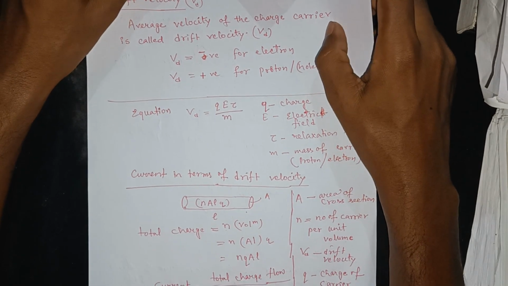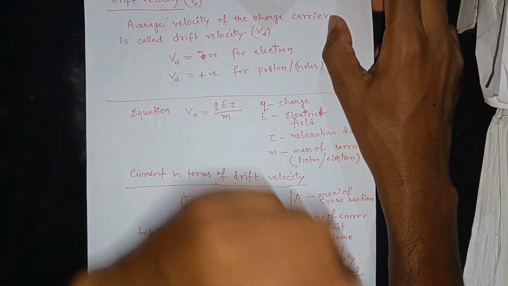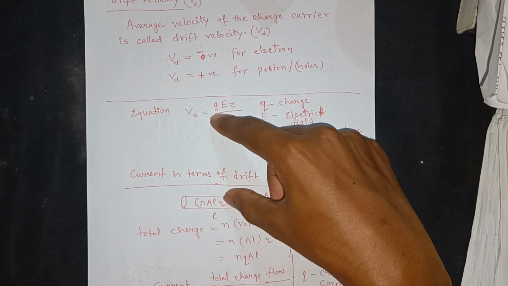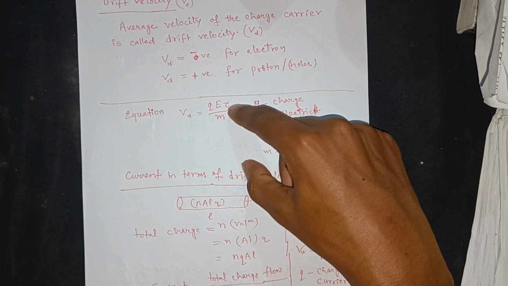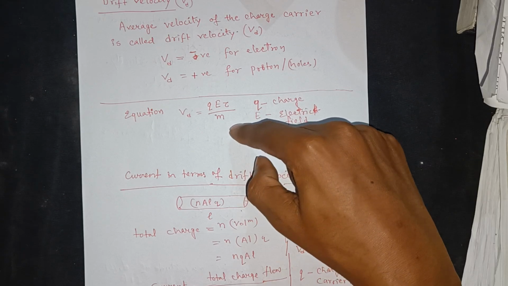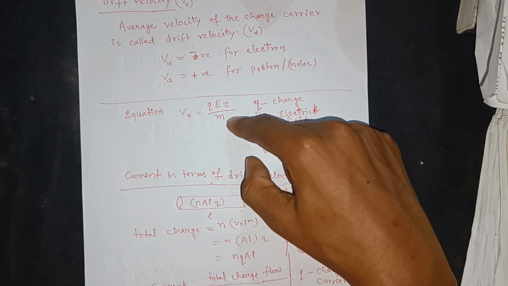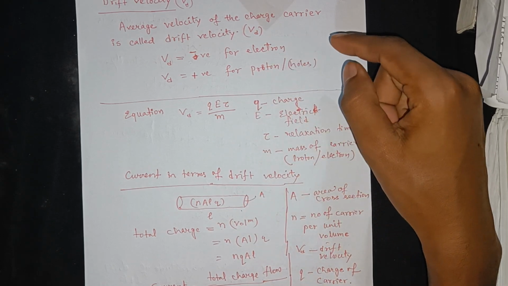Equation: vd is equal to q E tau by m. This is the expression for drift velocity, where q is the charge of that charge carrier and E is the electric field, tau is the relaxation time. That is the average time between two consecutive collisions of that flowing electron.